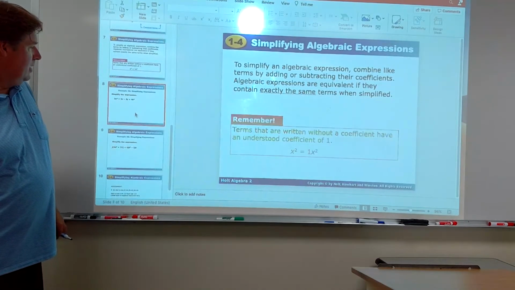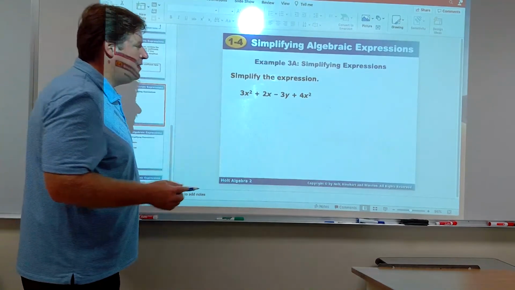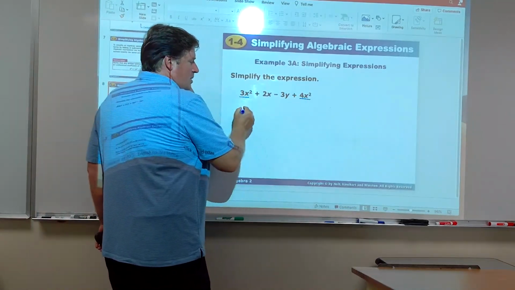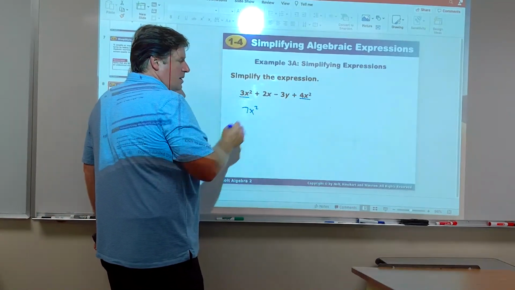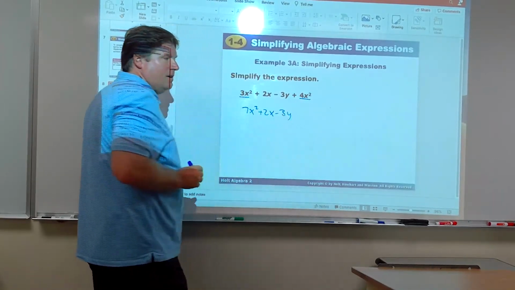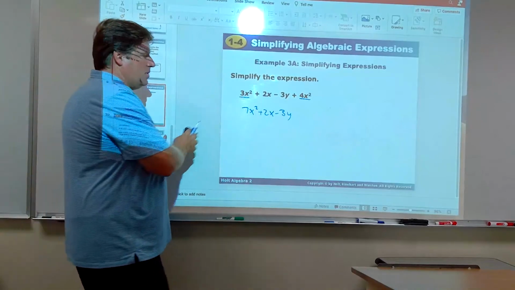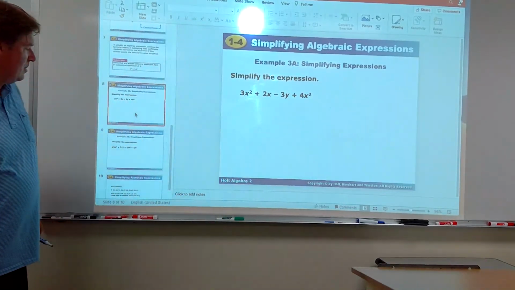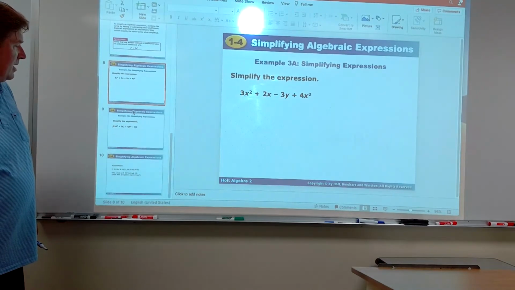Okay. All right, so here, what I like to do is identify the common ones first. So 3x squared and 4x squared, that would be 7x squared if I combine those. And then there's nothing else to combine, so I'll just write it as 2x minus 3y. All right, so find those like terms first. I like to underline them just to make sure I got them all. Some of the longer ones can be a little confusing if we're not careful.